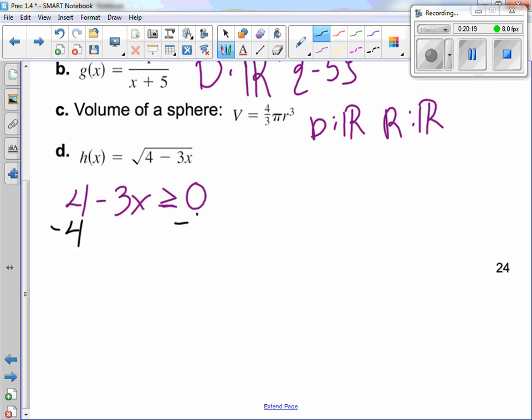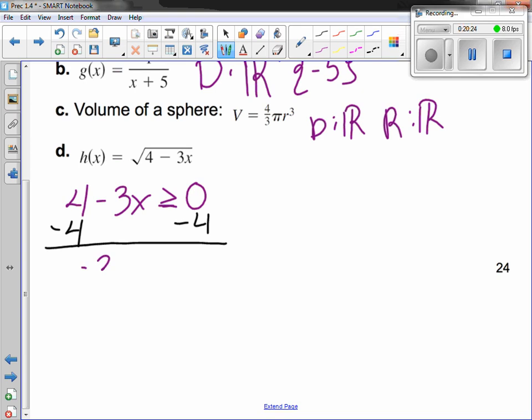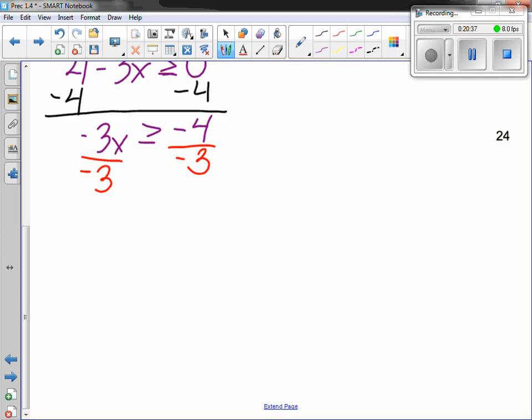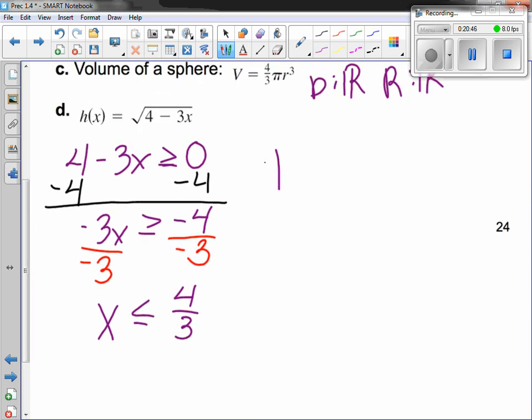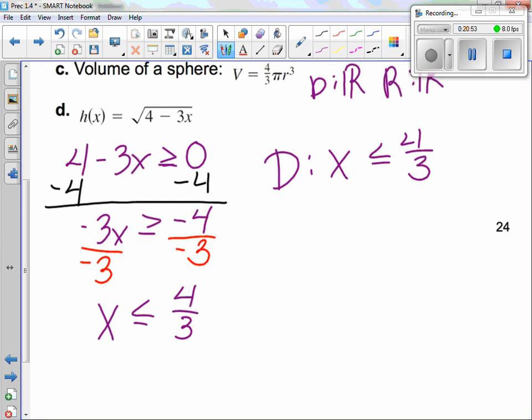So we'd still subtract 4. That doesn't change. And that gives us negative 3x is greater than or equal to negative 4. Now what? Yes. And anytime you multiply or divide by a negative, you flip the inequality. So the domain would be what? x is less than or equal to 4/3.